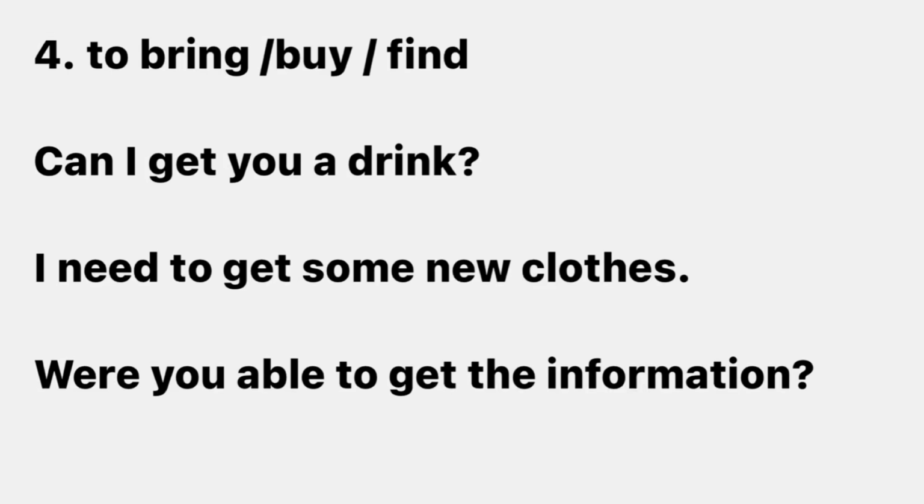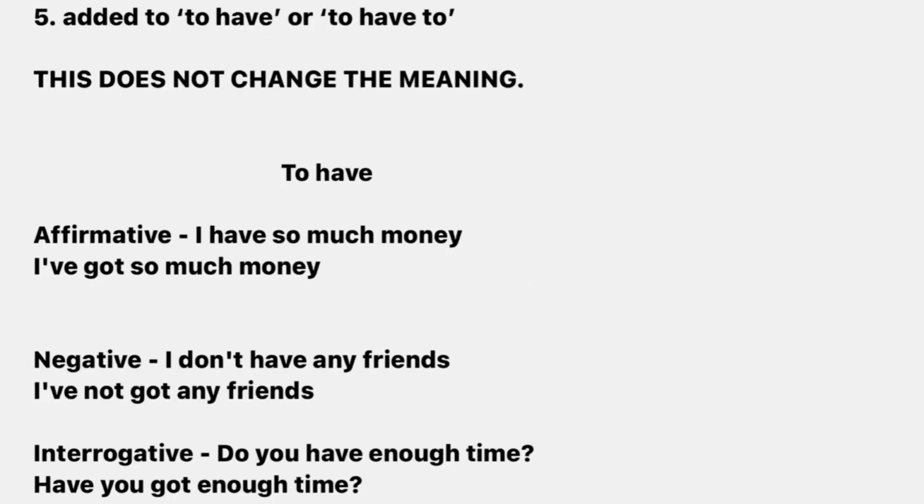Then we have, I need to get some new clothes. Well, this is going to mean, I need to buy some new clothes. Finally, were you able to get the information? Were you able to find the information? So now on to number 5, where get is added to have or to have to, but without the meaning changing. So in some situations, there are 2 ways of saying exactly the same thing.